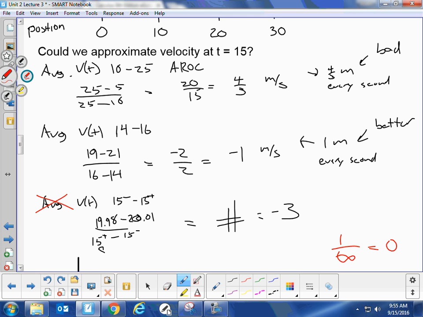Well, in this situation, since we are infinitely close to 15, we no longer say that we are approximating what's going on at 15. We say we know exactly what's going on at 15. So this is now an exact velocity. Now I know what's going on exactly at that point. And instead of average rate of change, this becomes an instantaneous rate of change.